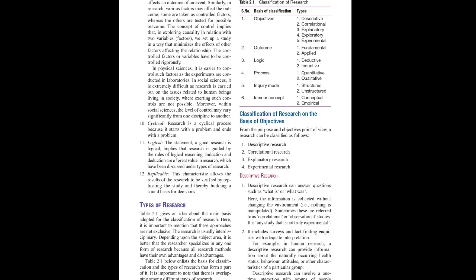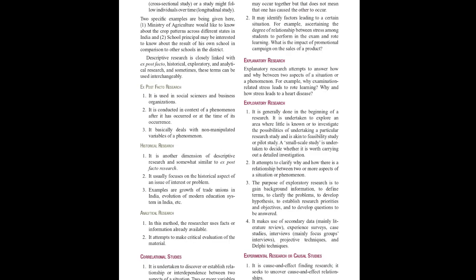For example, in human research, a descriptive research can provide information about the naturally occurring health status, behavior, attitudes, or other characteristics of a particular group. Descriptive research can involve a one-time interaction with groups of people, a cross-sectional study, or a study might follow individuals over time, a longitudinal study. Two specific examples are being given here. 1. Ministry of Agriculture would like to know about the crop patterns across different states in India, and 2.